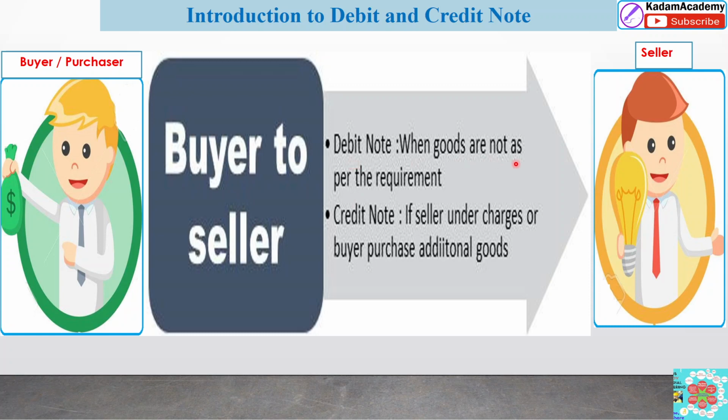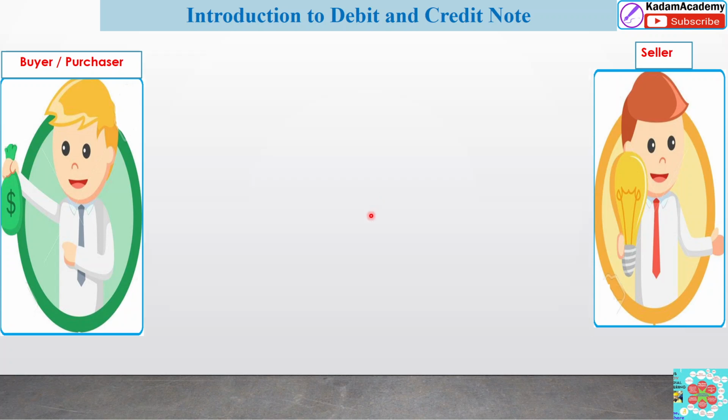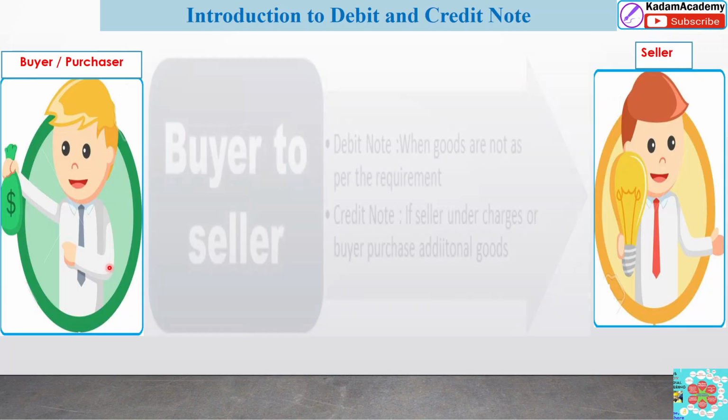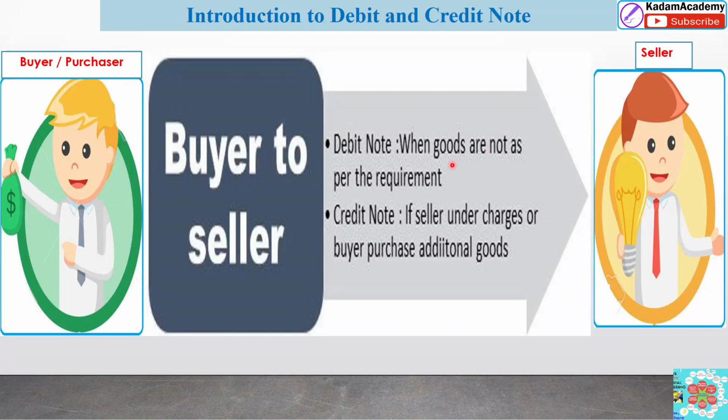A debit note is issued when goods are not as per the requirement. As we have seen in the last example, the 6 lakh rupees cost goods are given to this buyer. Out of this, 5 lakh cost goods are perfect, and the remaining he has to return back to the seller. So friends, this debit note is generated when the goods are not as per the requirement, and the credit note is there if the seller undercharges or the buyer purchases additional goods.